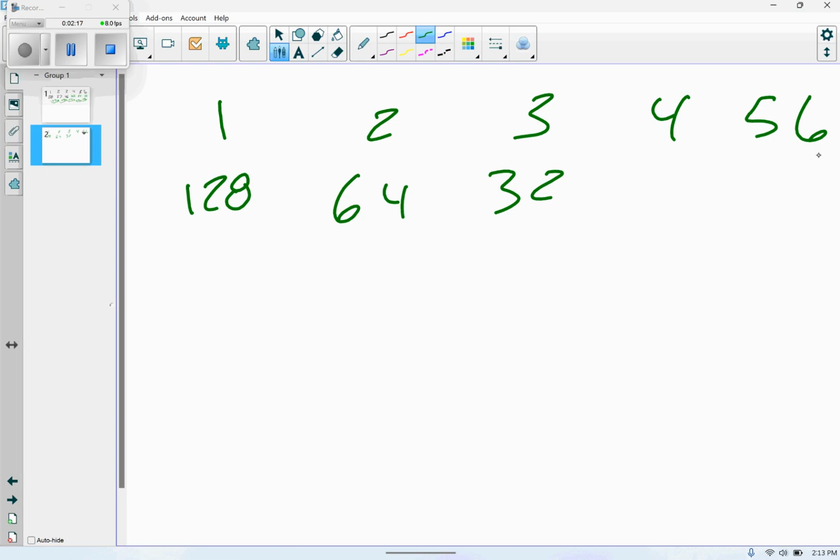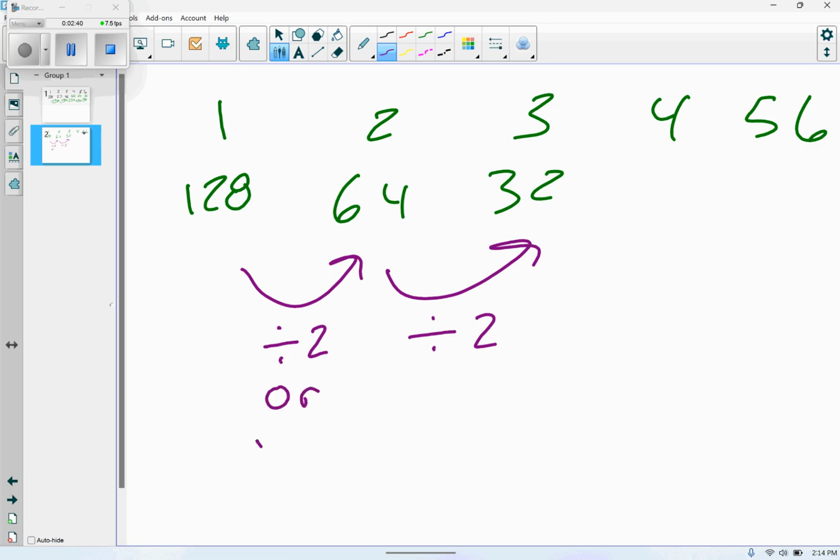What's the pattern first? Goes down by what? Oh, so it's taking half. So how do I take half rather than subtracting? How do I take half? Divide by 2. Okay. Or multiply by half. Okay, take a look on the front board.